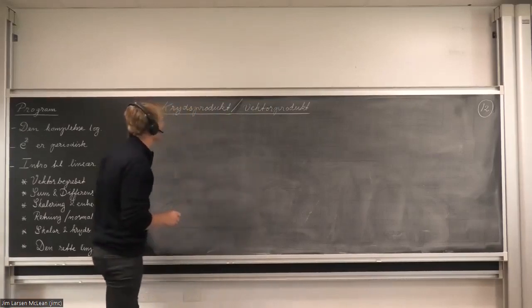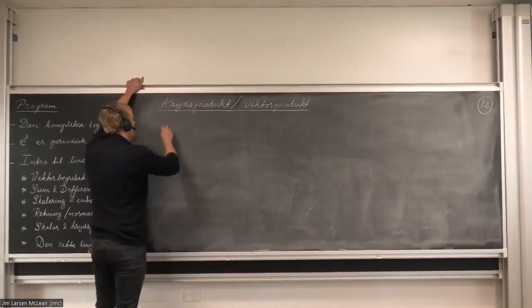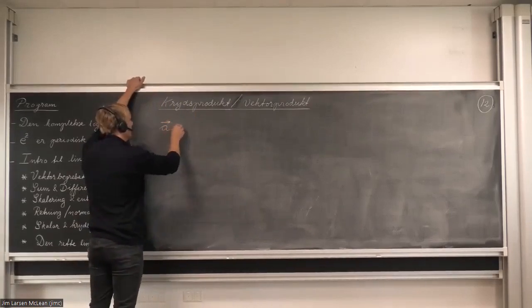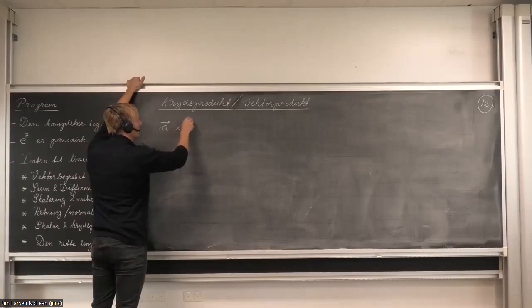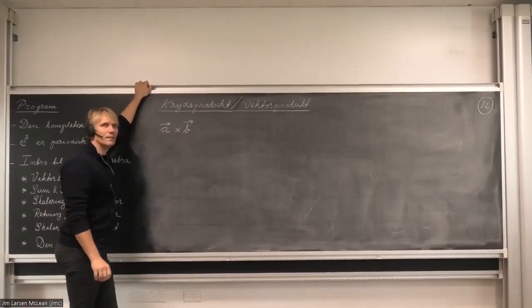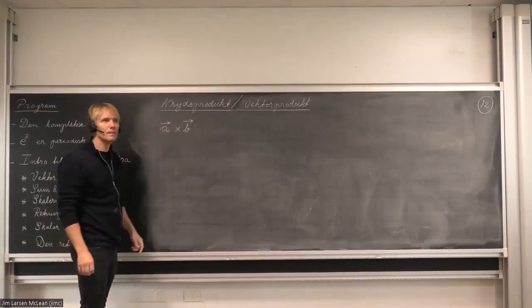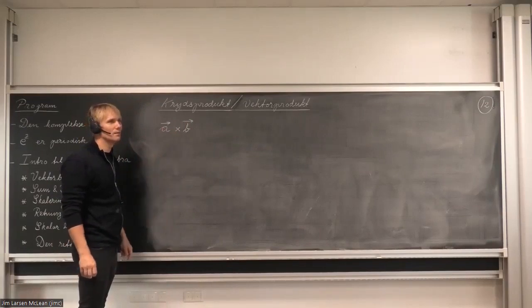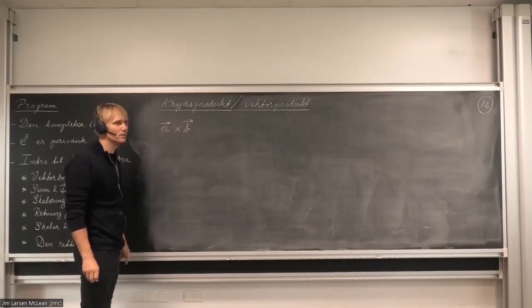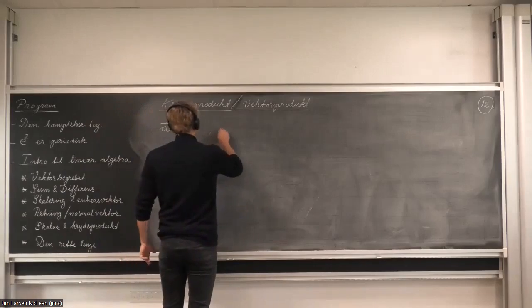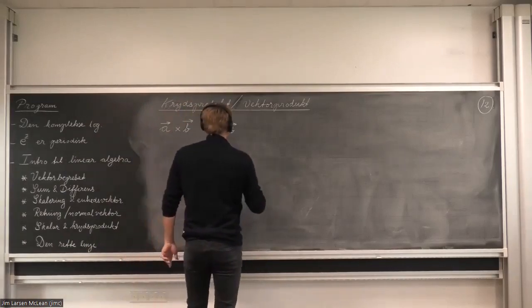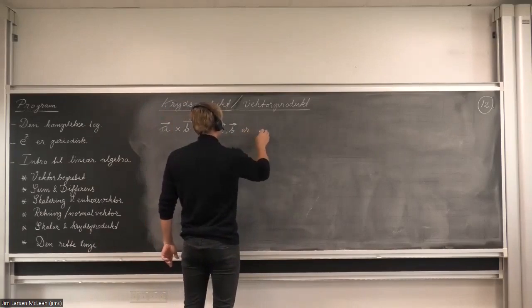A cross product looks like this. Here is a vector. You can cross it with another vector. But there is a condition for you to cross them. They both must be three-dimensional. You can't cross two-dimensional vectors. So you can cross both A and B. They must be three-dimensional.